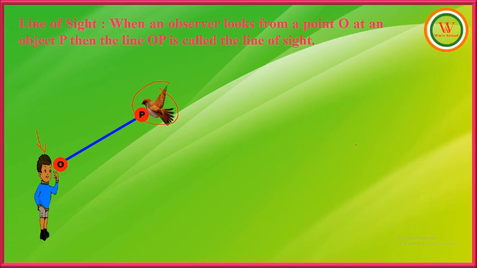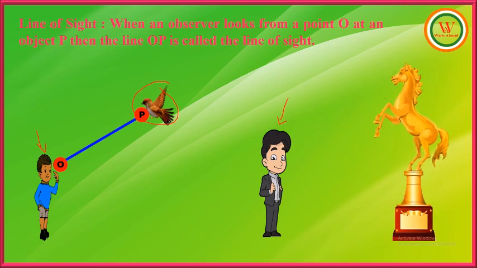Now let us take another example. Suppose this man is an observer and this statue with pedestal is an object. And suppose this man is looking at the foot of this pedestal. Then the line segment joining this observer to the foot of this pedestal is called line of sight. So OP is the line of sight.